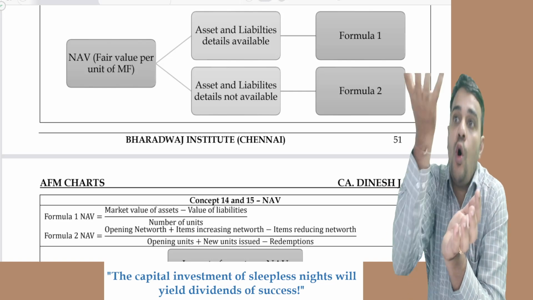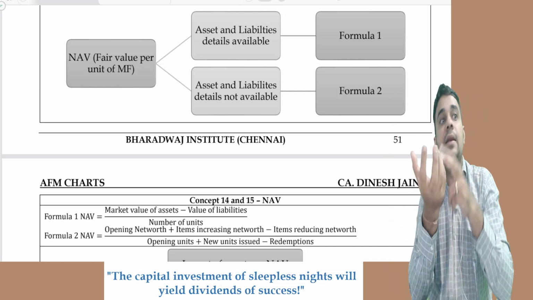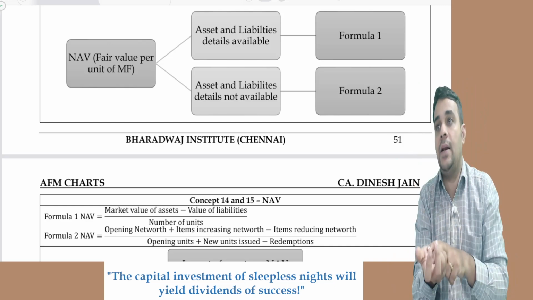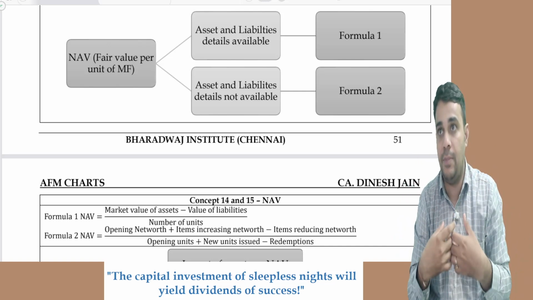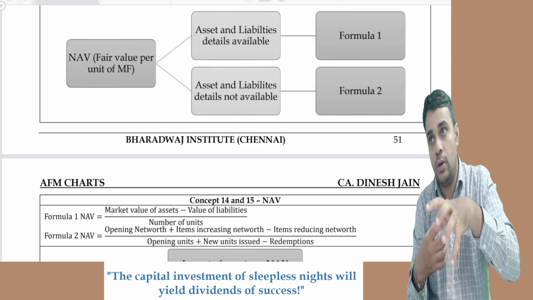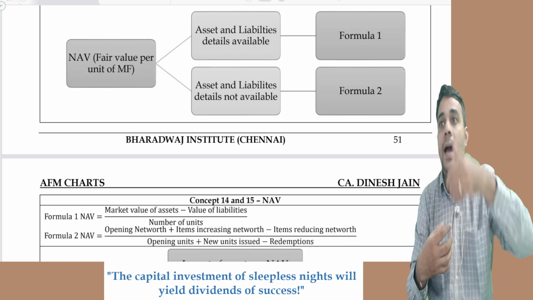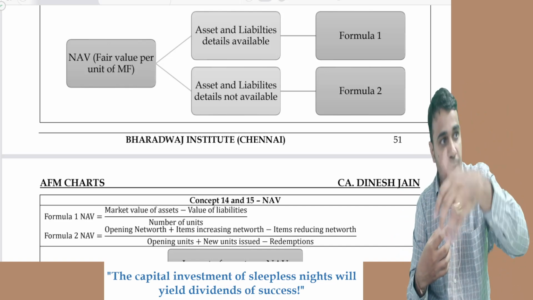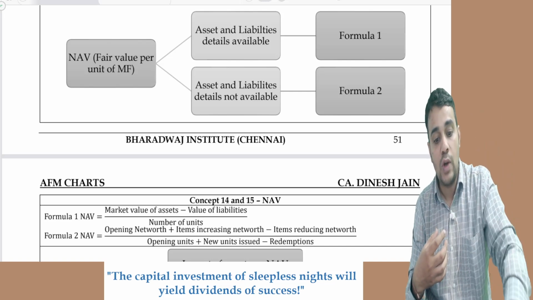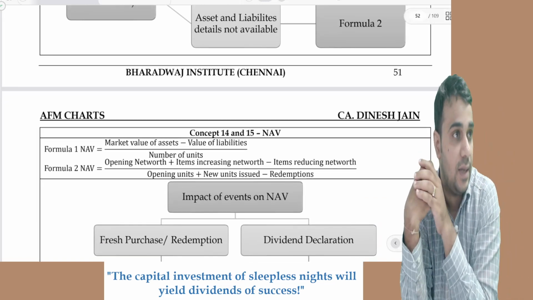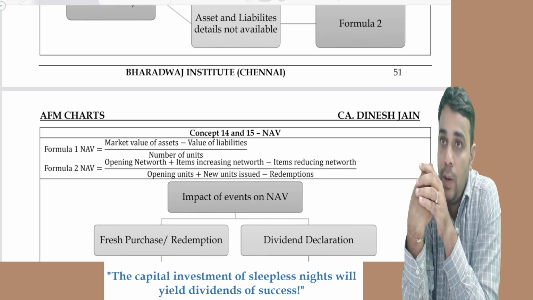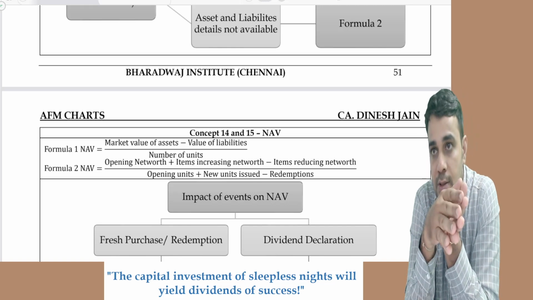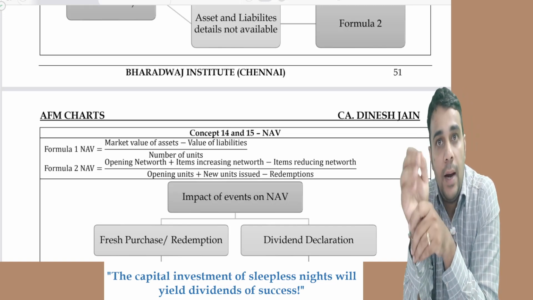Net worth will go up if there is an income, net worth will go up if there is a capital gain, net worth will go up if somebody is coming into the mutual fund by giving extra money. Net worth will go down if somebody is going out, if I'm having a loss or some expenses. So add items which are increasing the net worth and deduct items which are reducing the net worth, divide by opening units plus the new units issued minus the units redeemed.